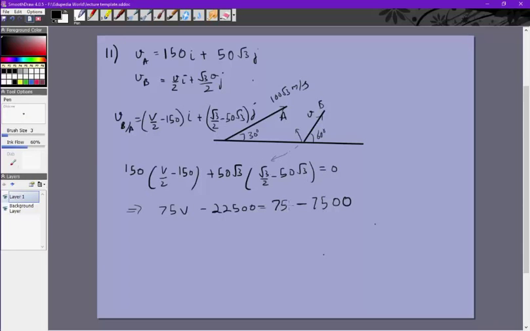So there's a V here as well, right? Which gives us, this is 0. So 150V is equal to 22500 plus 22500 plus 7500, that is 30000, which means V is equal to 3000 by 15, which is 200 meters per second. So we know the speed V now, that is 200 meters per second.